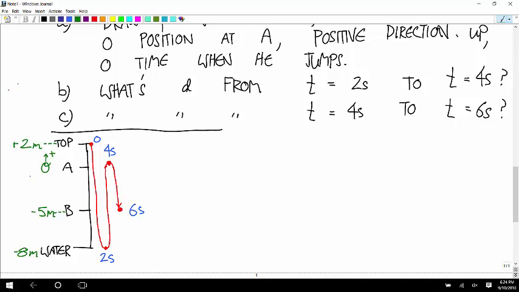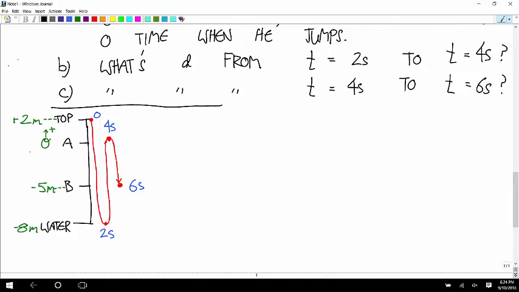And then from here, at B, we're at negative 5. And we're going to either add or subtract 3 meters from that, depending on whether we go positive or negative. We went negative, and so negative 5 minus 3 is negative 8. Any other questions?